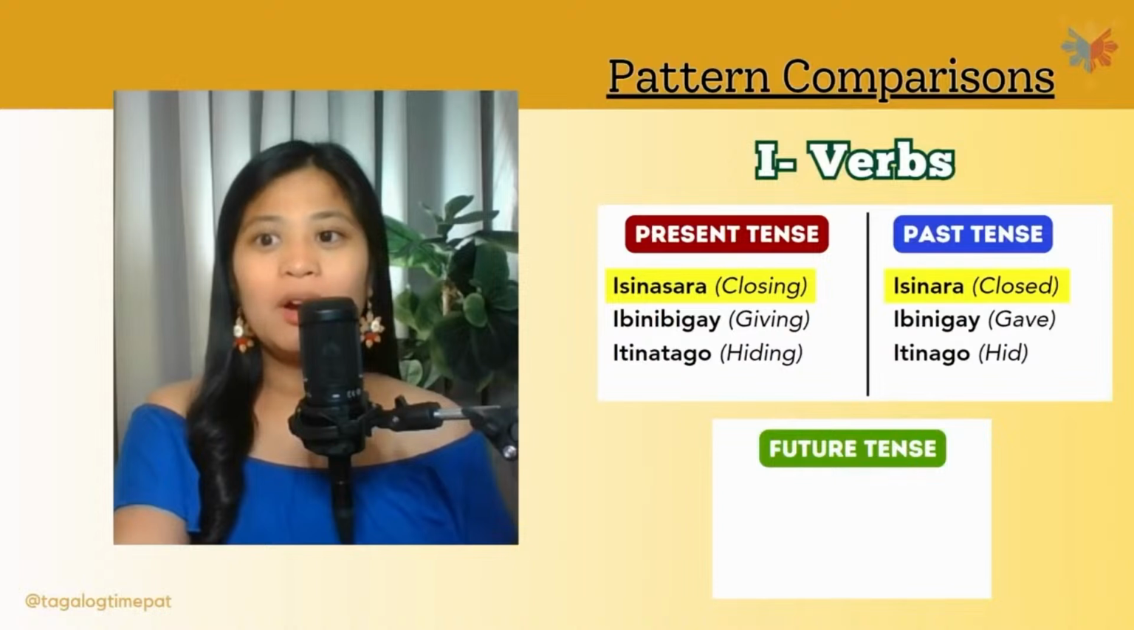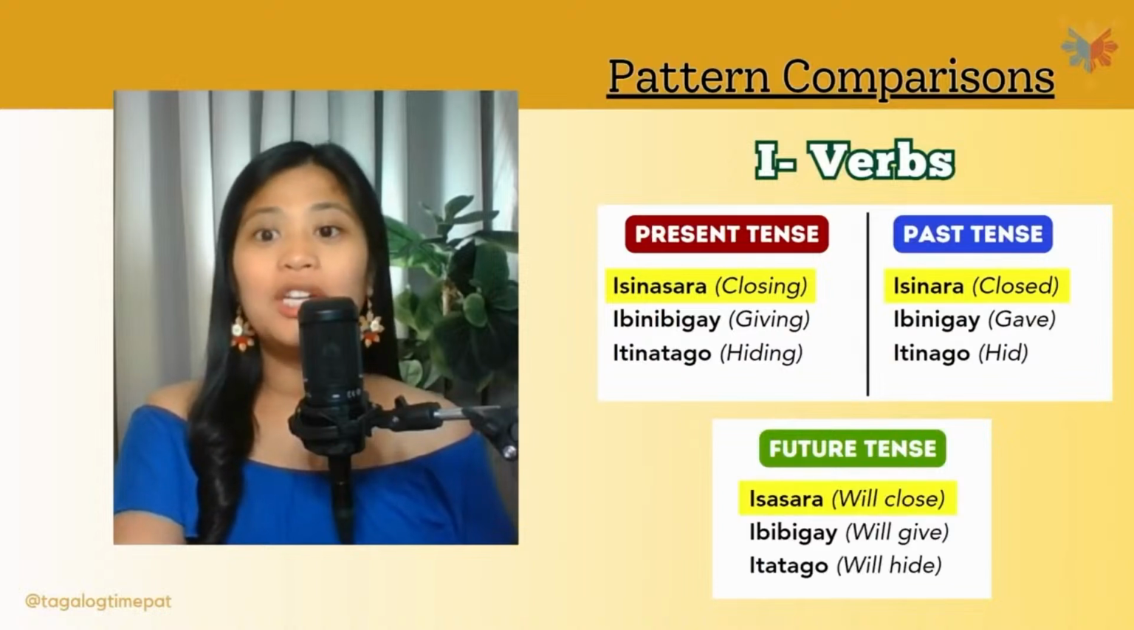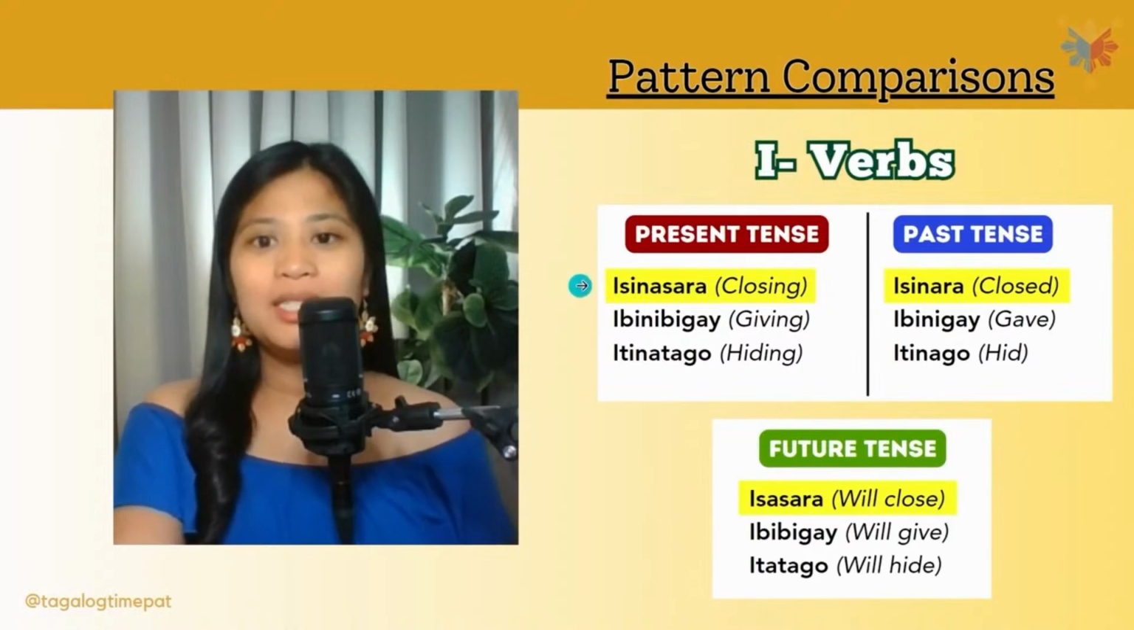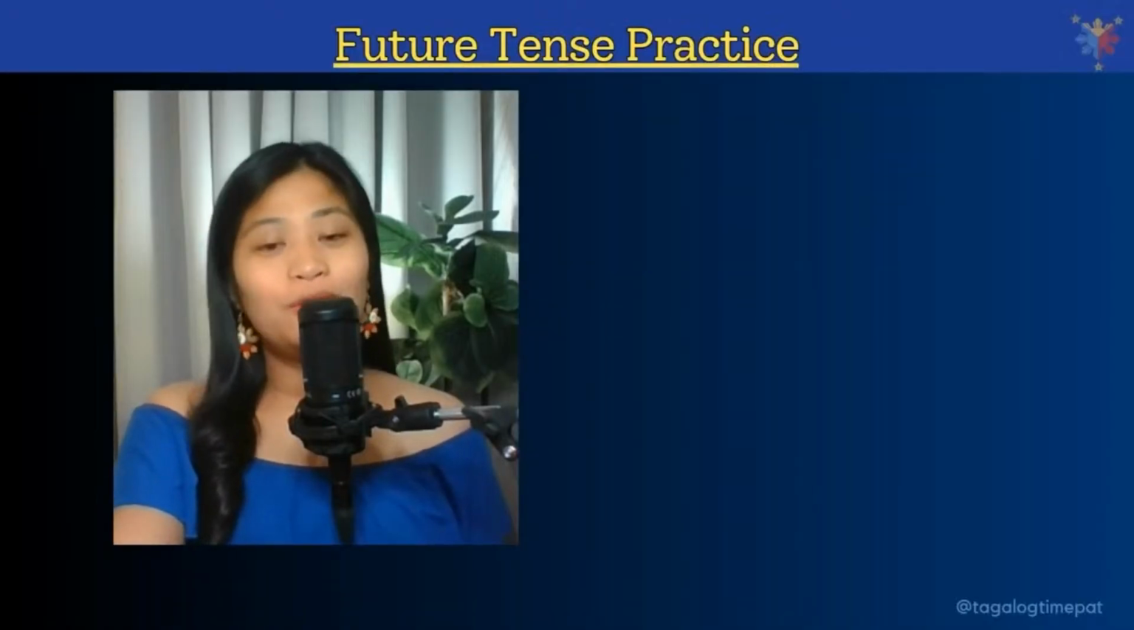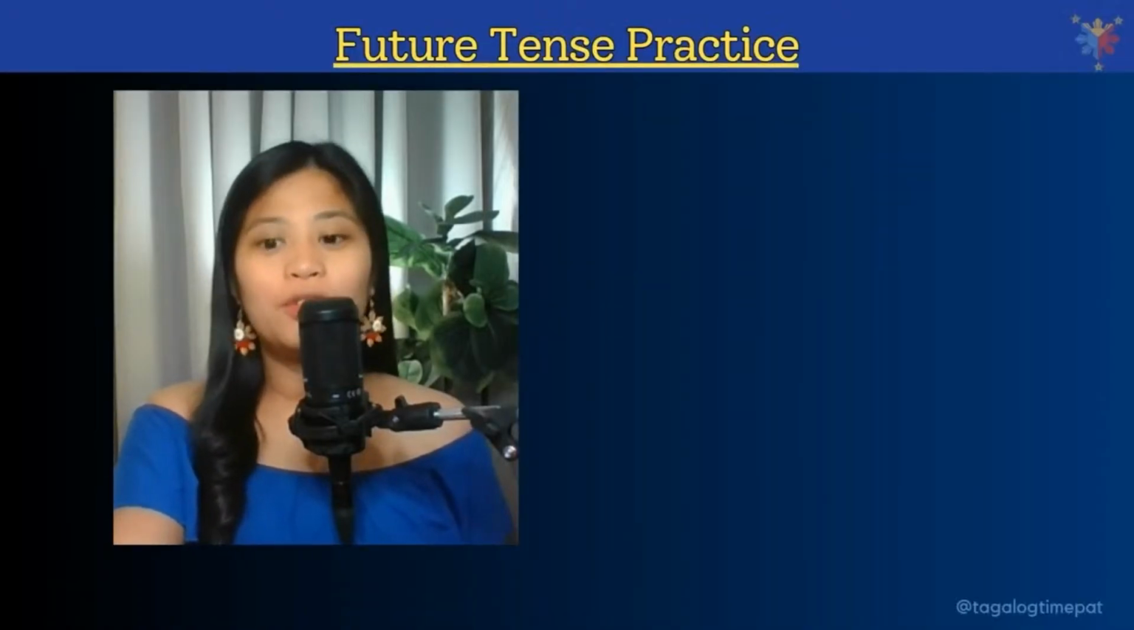Let's go ahead and compare all of these conjugation patterns for e-verbs. In the present tense, isara, to close, is isinasara. That means closing. Past tense, it's isinara, closed. And then in the future tense, it's isasara, will close. All right, so those are all of the future tense conjugation patterns for the verb types in Tagalog. Now let's do some practice questions.